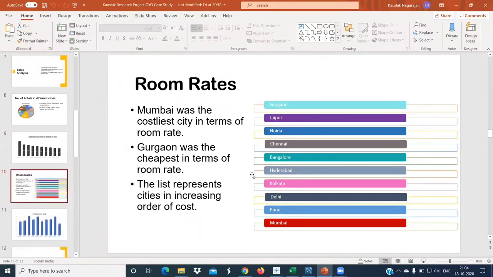This is just another way of presenting the room rates. This is known as a list. So this list represents the room rate in increasing order of cost. Gurgaon has the least room rate, so it is written first, and Mumbai has the highest room rate. So this list is represented in an increasing order of cost.